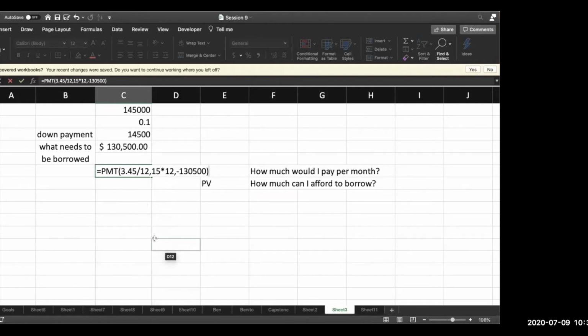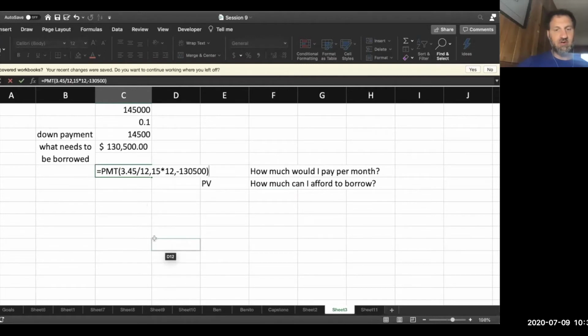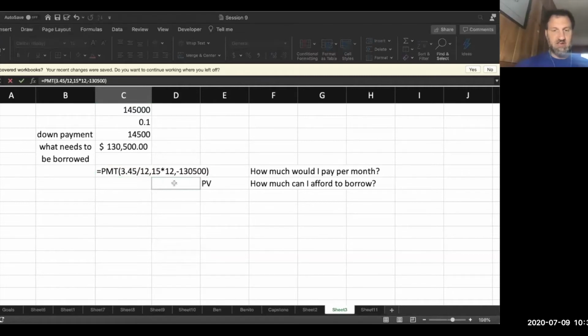Okay. So the first part is the interest rate, but it's monthly. That's why we're dividing by 12. The second part is how many months we're going to do this for. So she's got a 15-year loan, and that means it's going to be 15 times 12 because that's how many months that is. And then this is the amount we're borrowing.